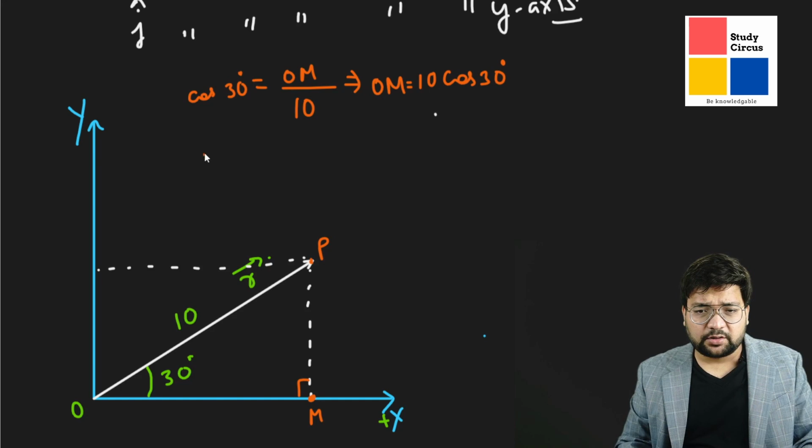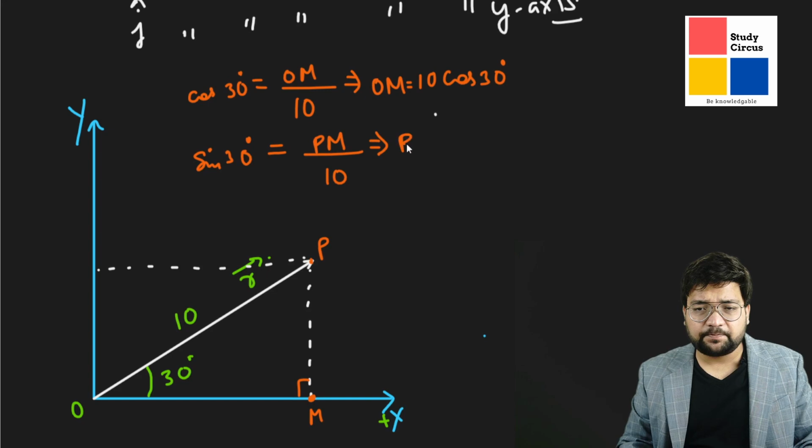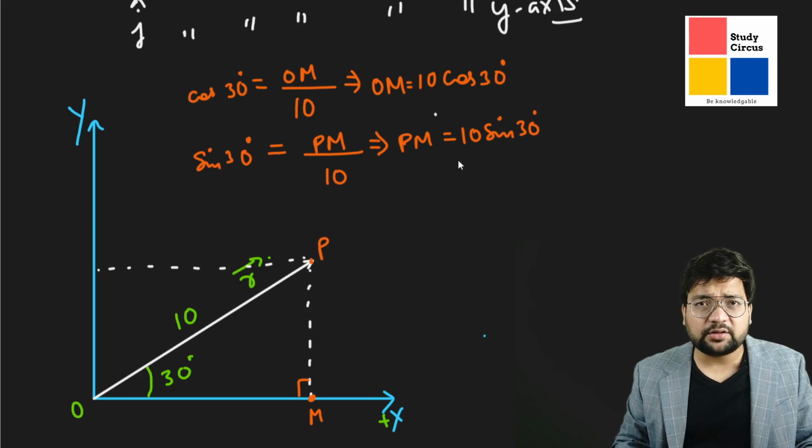Similarly, sin 30 is PM upon 10, the hypotenuse. That gives me the length of PM, that is 10 sin 30 degrees, isn't it? Yes.